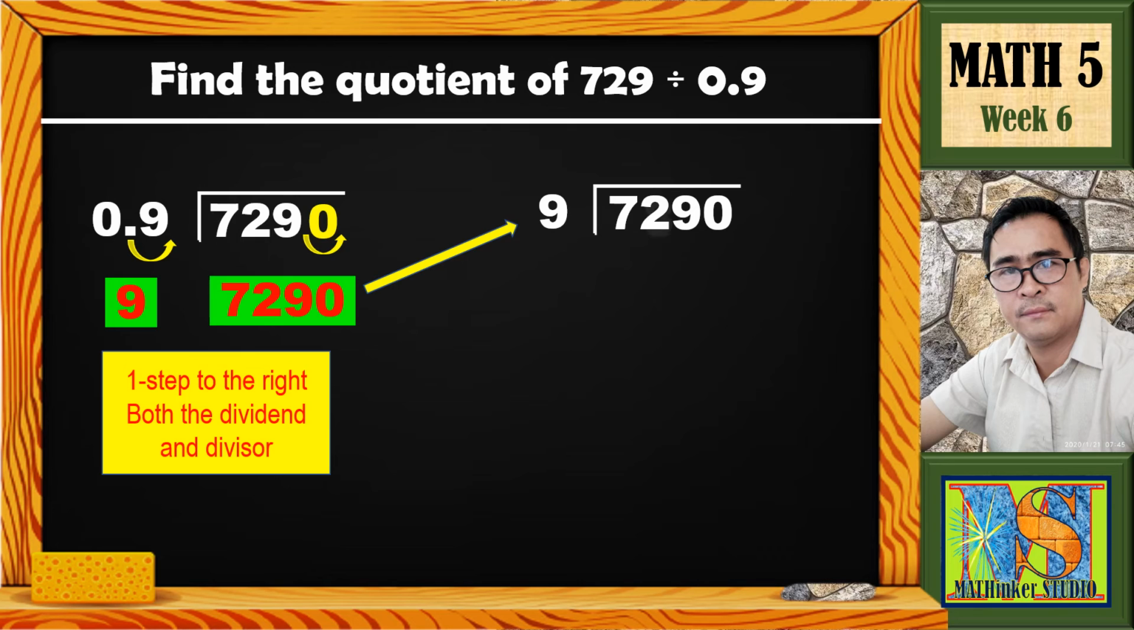72 divided by 9 is equal to 8. 8 times 9 is equal to 72. Then, let us subtract. 72 minus 72 is equal to 0. Bring down 9. So, 9 divided by 9 is equal to 1. So, 1 times 9 is equal to 9. Then, subtract 9 minus 9 is 0. Bring down 0. Dahil ibinaba mo yung 0, ilalagay mo ngayon sa taas. Okay?